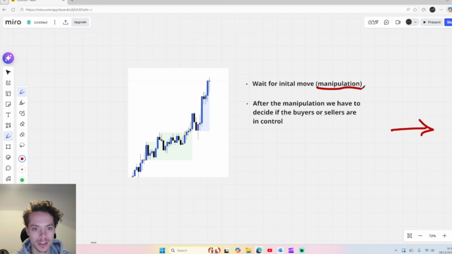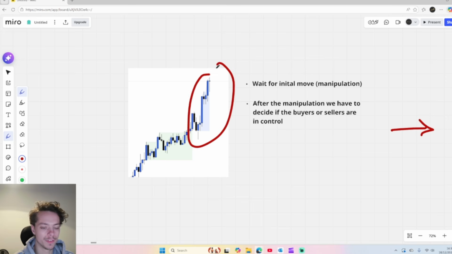Now this initial move is the manipulation. So this move up here, this is when everyone who's predicting a move to be bullish is going to win the trade. Everyone who's predicting it to be bearish is going to lose the trade. People might have too tight of a stop loss and then get stopped out here. Essentially, you just want to wait for this to happen.